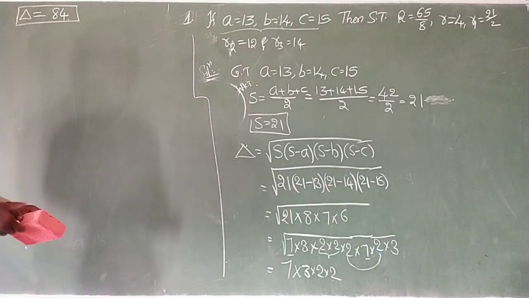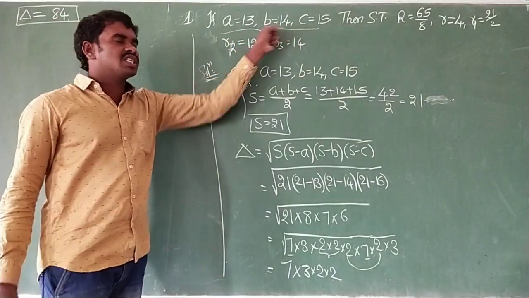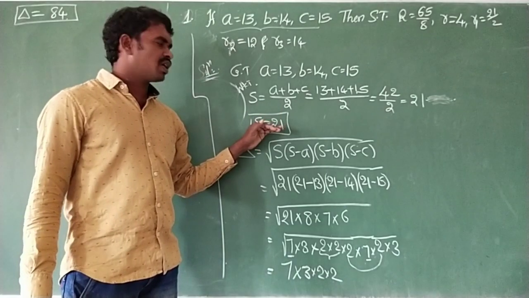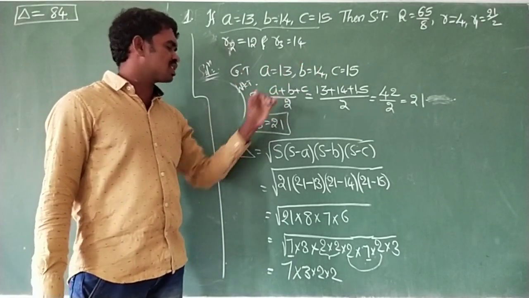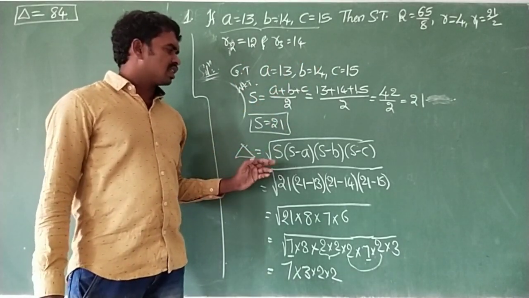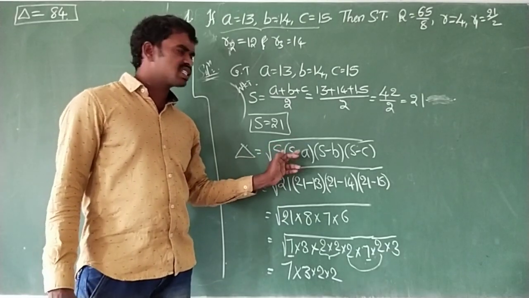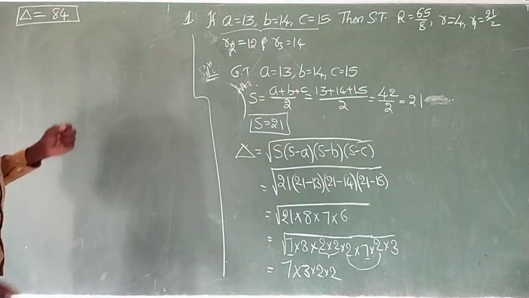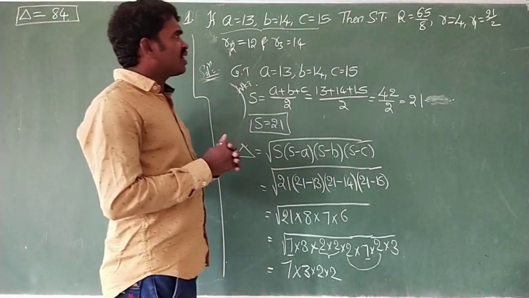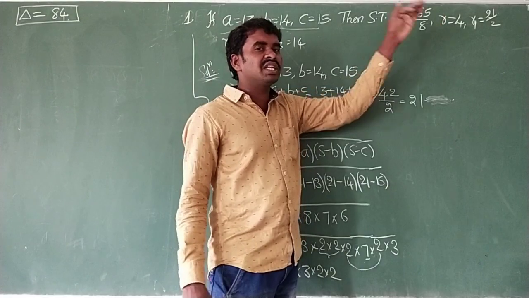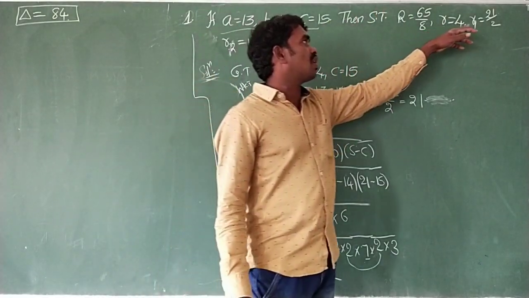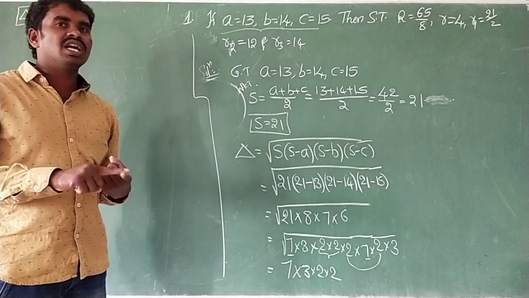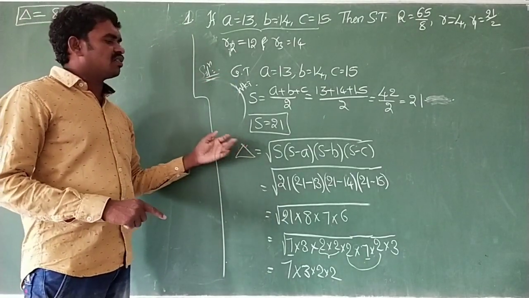By using small a, small b, small c, we found the semi perimeter, that is 21. And by using s and small a, small b, small c, we found the area of the triangle with Heron's formula, root of s into (s minus a) into (s minus b) into (s minus c). Substitute and simplify, the delta value is 84. Why are we finding all these values? Because small r means delta by s, small r1 means delta by (s minus a). That's why we find delta and s.